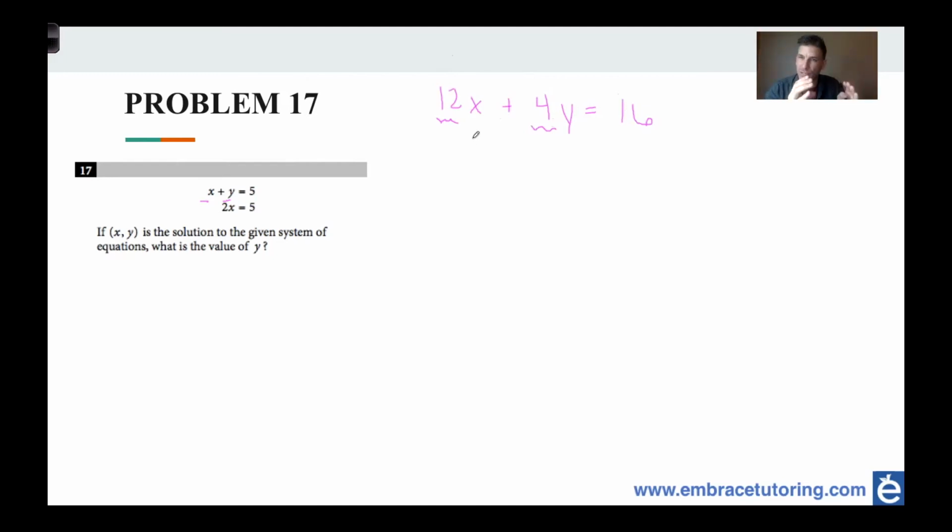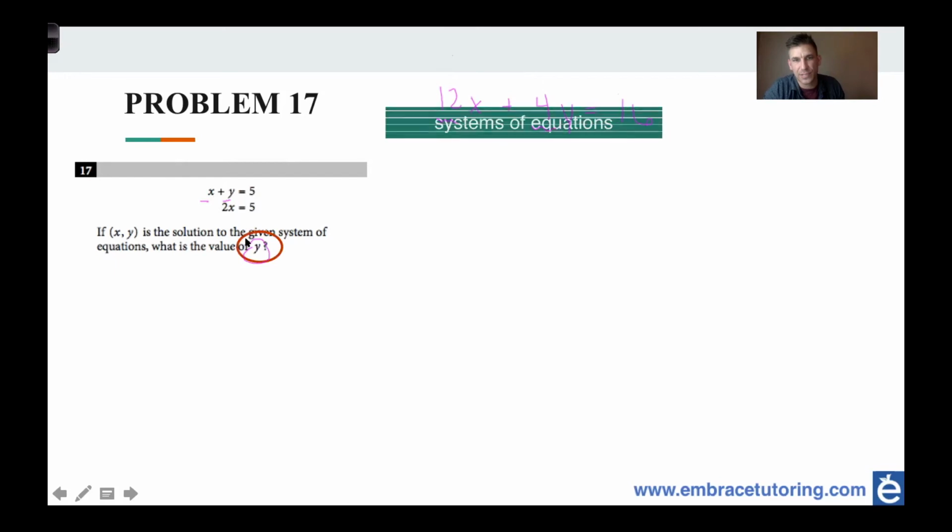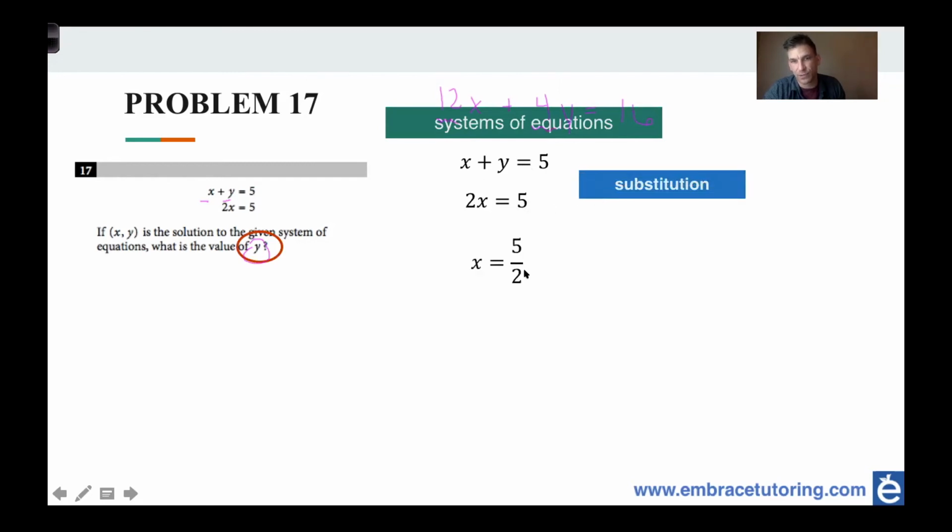I'll find the common multiple between them, I'll add or subtract the equations, and then I'll solve for one variable or the other. In this instance, they only want me to solve for y, right? So you can do elimination anyway, but I'm intentionally going to use substitution because my coefficients here are pretty easy, right? So as I do this, system of equations, x plus y equals 5, 2x equals 5, because I want to solve for y, I'm going to take my bottom equation, 2x equals 5, and solve for x. So I get x equals 5 over 2.